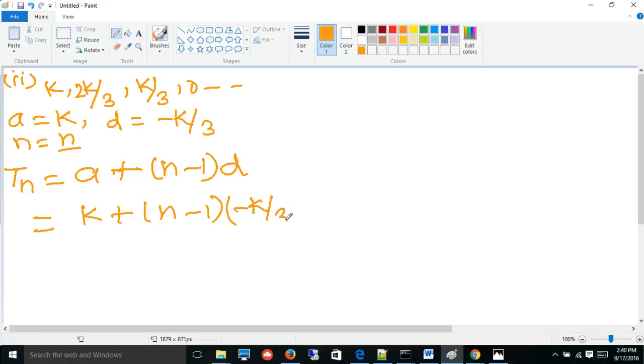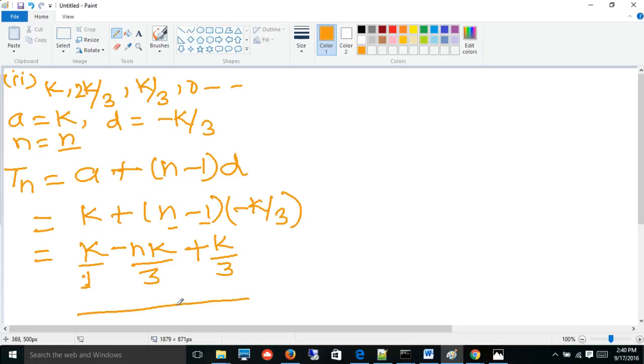So minus k by 3 times, now multiply k by 3 inside with this term and with this term. So you will get minus nk by 3. Now this minus will be plus, because minus into minus equals plus. You will get plus k by 3 here. Now again you have to take the LCM. Take the LCM as 3, so you will get 3k minus nk plus k. I hope you know the LCM things.